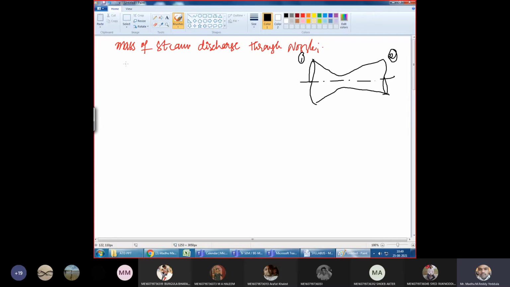Let us assume the pressure at inlet. At inlet condition, P1 is the pressure at inlet of the nozzle, and V1 is the specific volume. Pressure is in Newton per meter square, and specific volume is meter cube per kg, volume per mass. So P1, V1 are the properties of the steam at inlet of the nozzle, and at outlet the properties are P2 and V2. So what we are deriving? We are deriving discharge of steam through the nozzle, or mass of steam discharged through the nozzle.